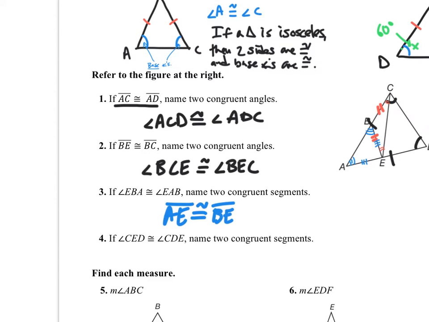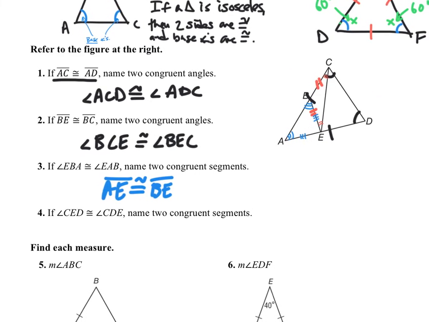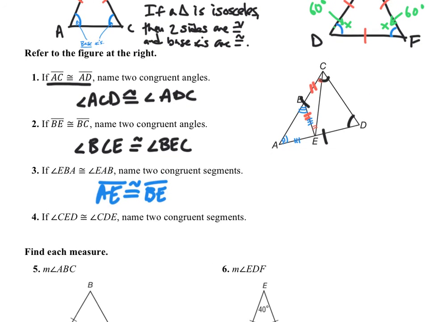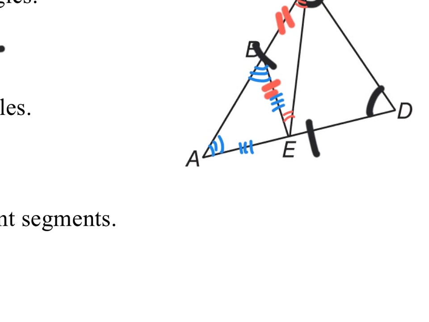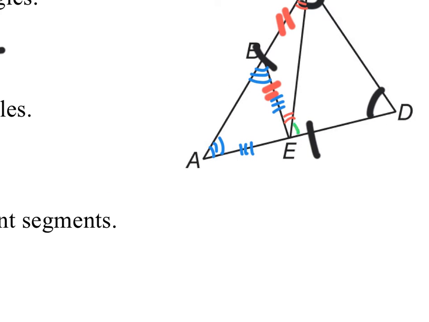The last one for this says if angle CED is congruent to CDE. Let me come in here and do that. Let me come in here and say CED. So these two angles, 1, 2, 3, 4.